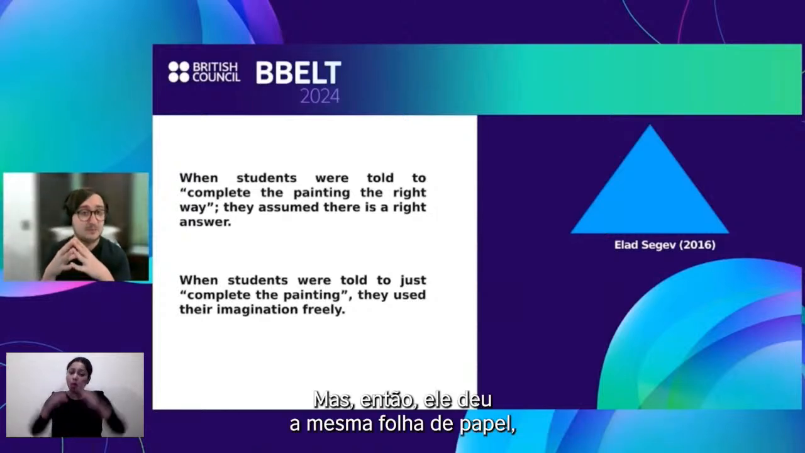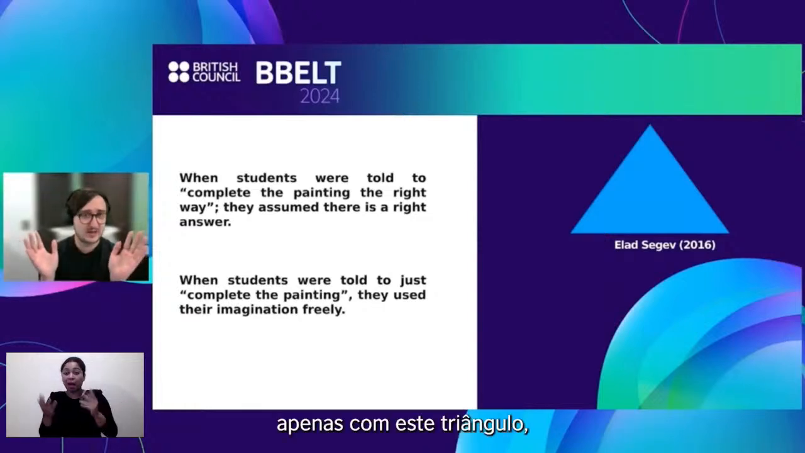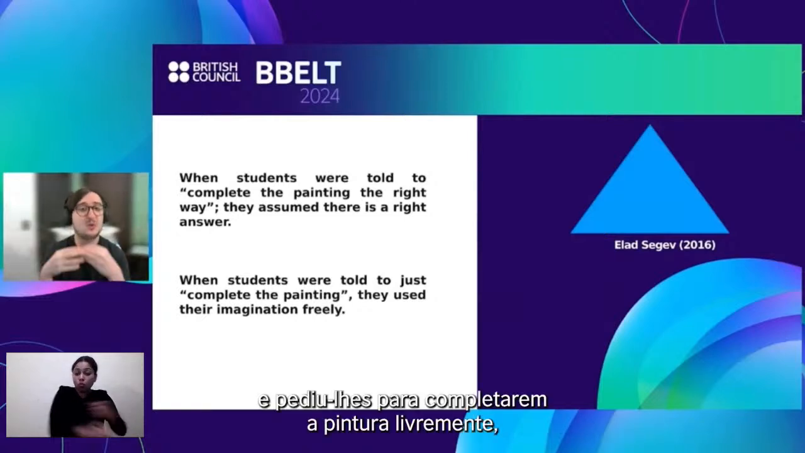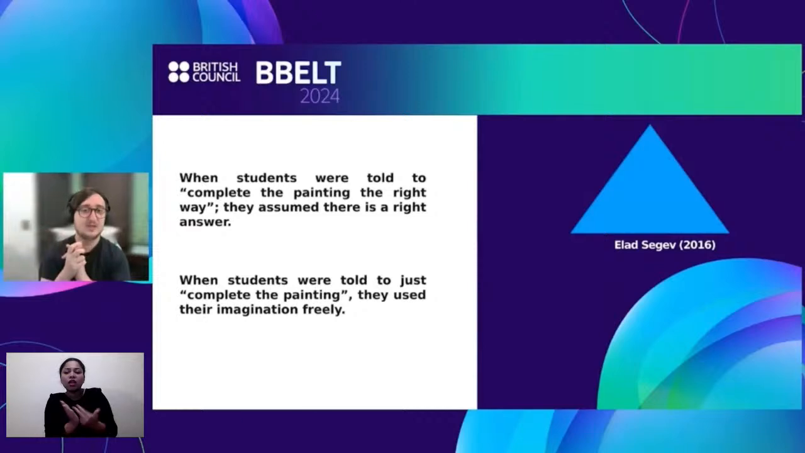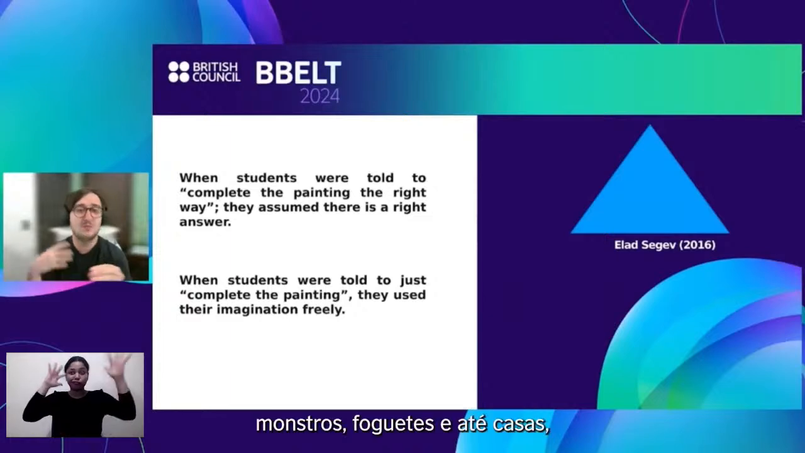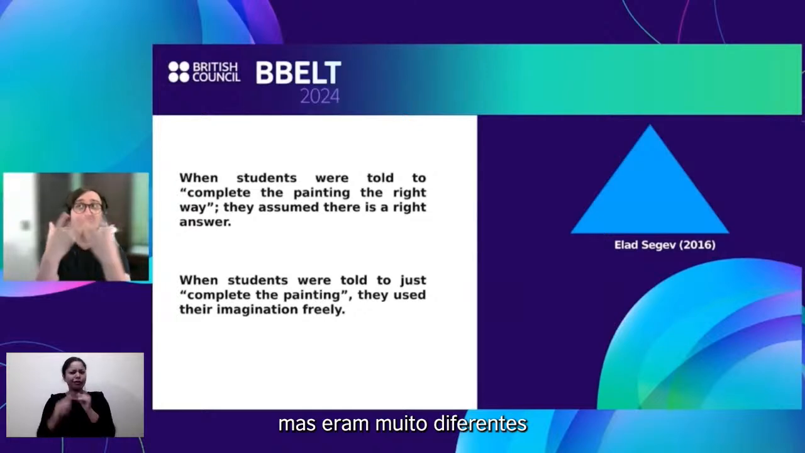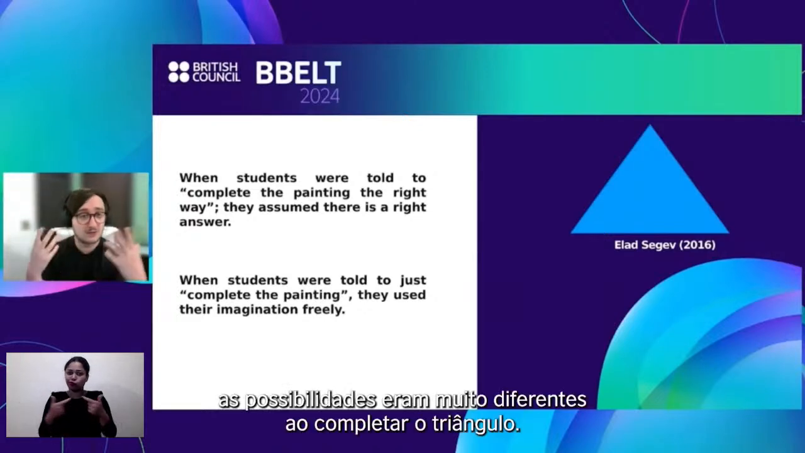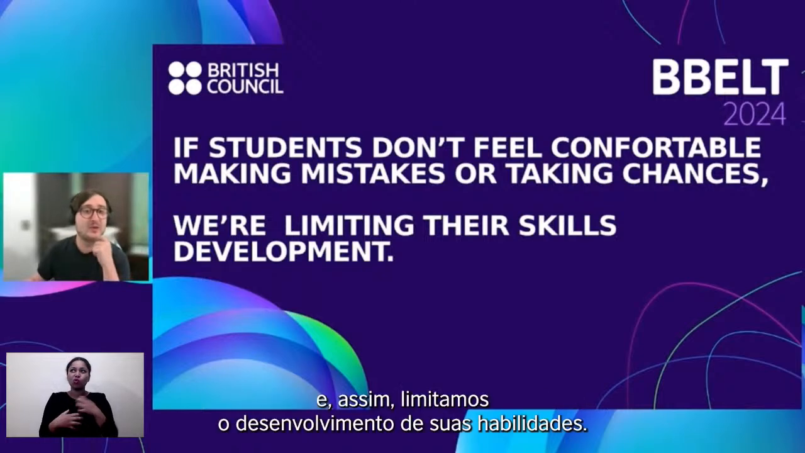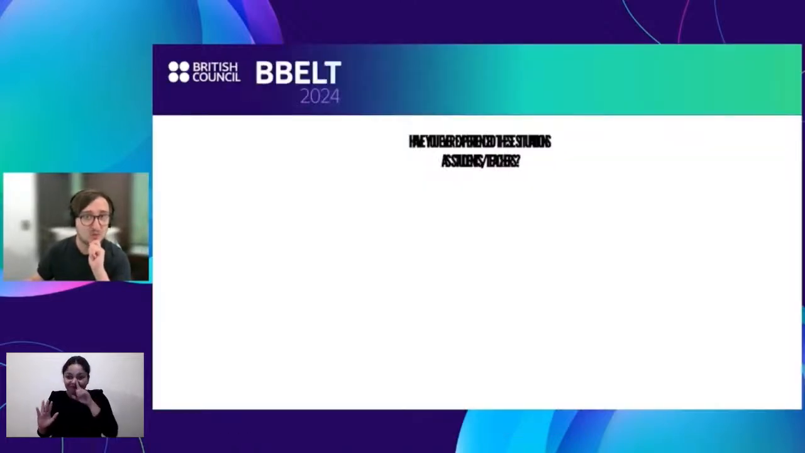But when he gave the same sheet of paper with just this triangle to a group of first grade students in a different class and just asked them to complete the painting freely, students used their imagination and they created different things around this triangle: monsters, rockets, and also houses too. There were a lot of different possibilities around this triangle. So what we can learn from that is that if students don't feel comfortable making mistakes or taking chances, we are limiting their skills development, right?